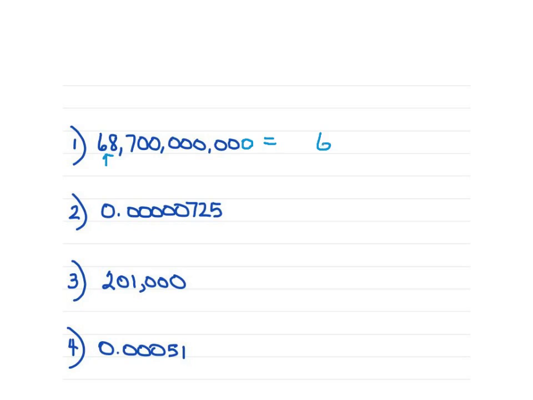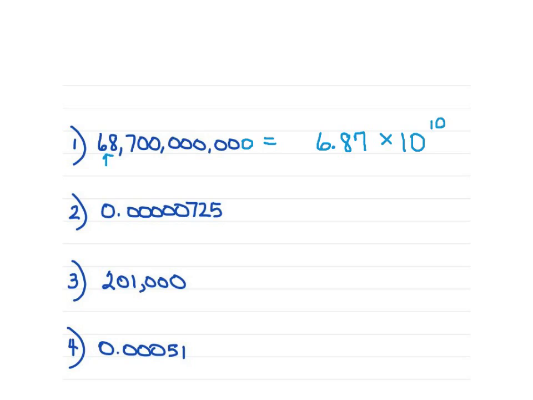So it would be 6.87. And the string of zeros that follow really disappear. They're just not holding any place value or anything for us. They're unnecessary. So it would be times 10 to the, how many places did we move our decimal? 3, 6, 9, 10 places.